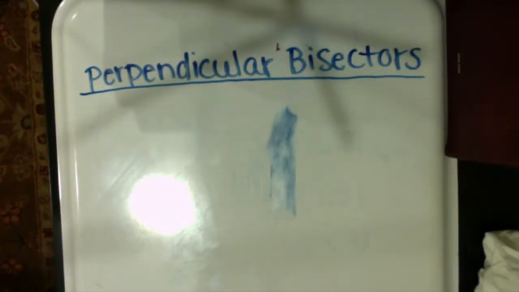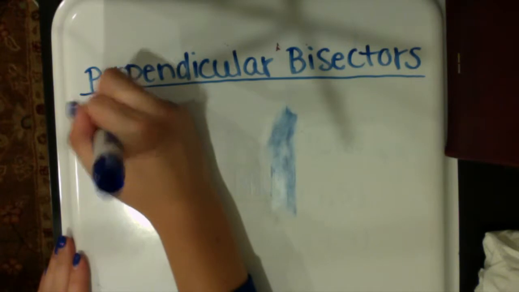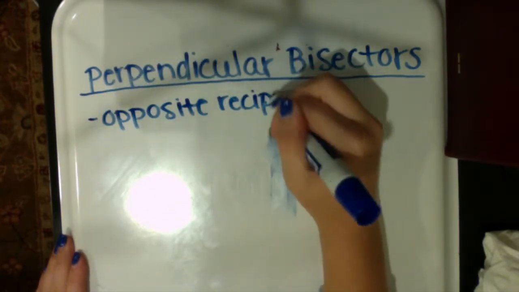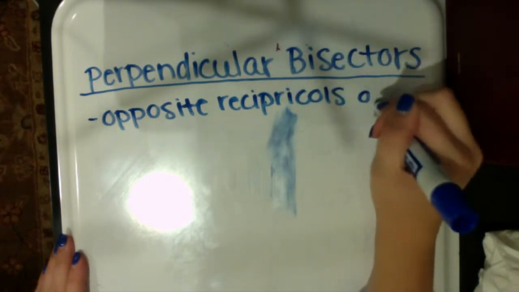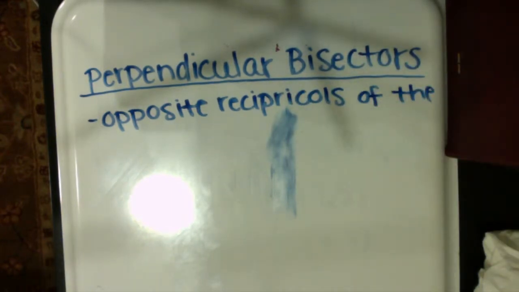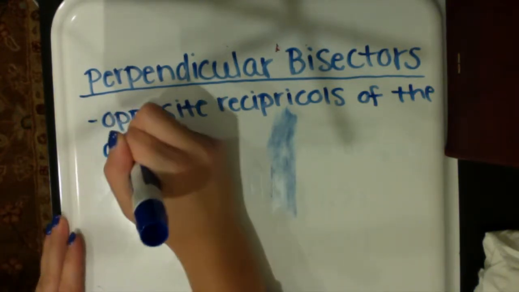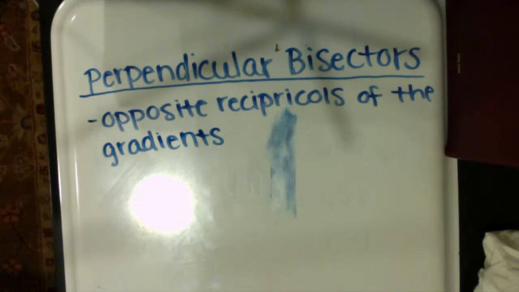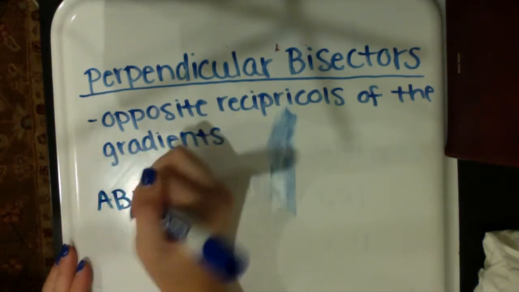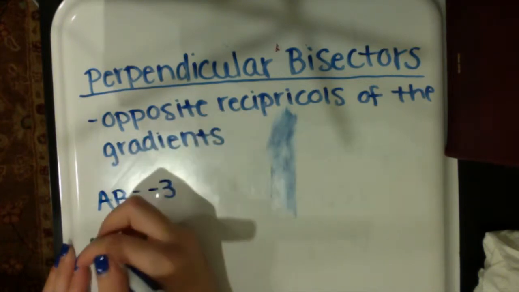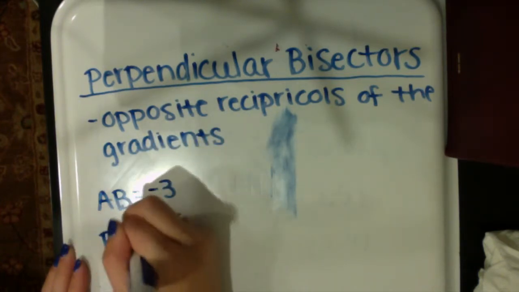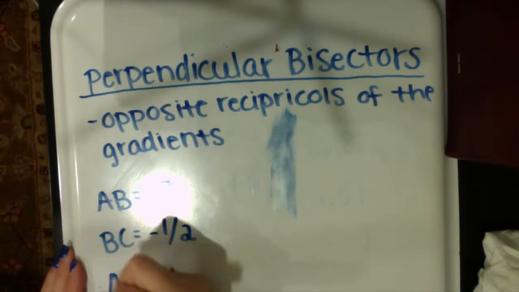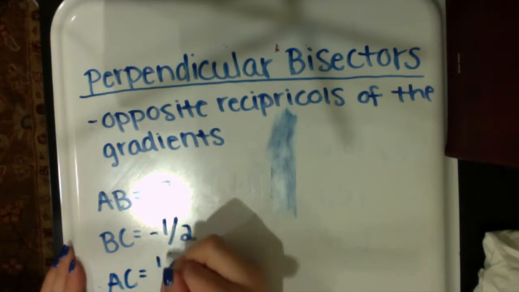The next step is to find the perpendicular bisectors. To find the perpendicular bisector, you're going to find the opposite reciprocal of each of the gradients that you found in the previous step. For line AB, the perpendicular bisector is -3. For line BC, the perpendicular bisector is -1/2. And for AC, the perpendicular bisector is 1/3.